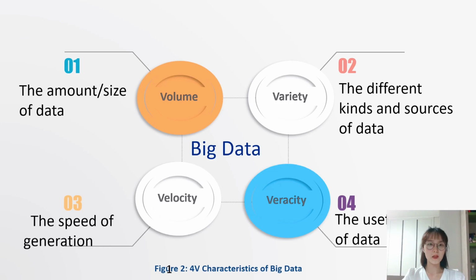The next one is about the four vast characteristics of big data. The first one is volume, the amount and the size of data. The second one is variety, the different kinds and sources of data. The third one is velocity, the speed of generation. The last one is veracity, the usefulness and the quality of data.